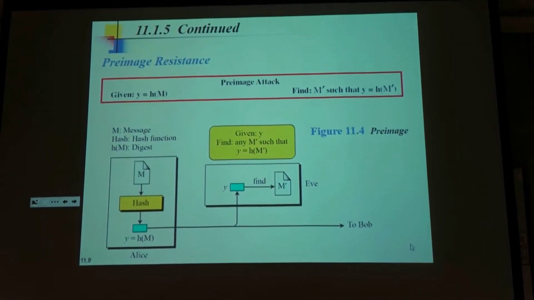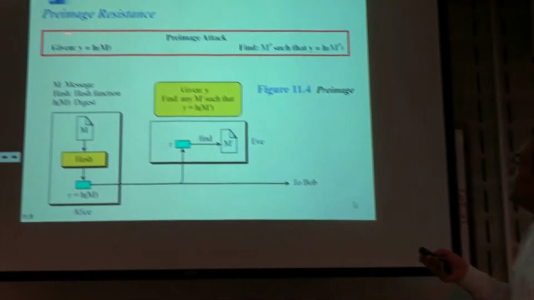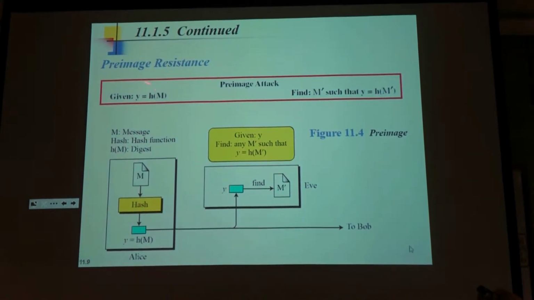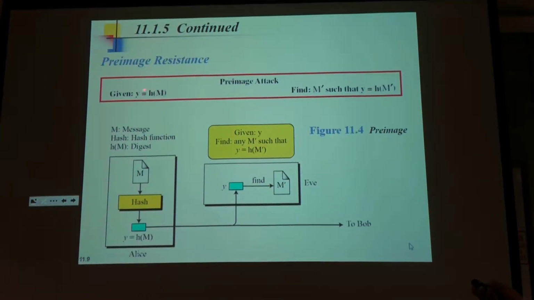So what is preimage resistance? I'm sure you're sensing it. For example, if you are given a message m and you do the hash, you're going to get y. The preimage attack is that you could find any other message such that y equals the hash of the other message. So here you have a message and another message, and the hash function gave you y for both. That is not good.